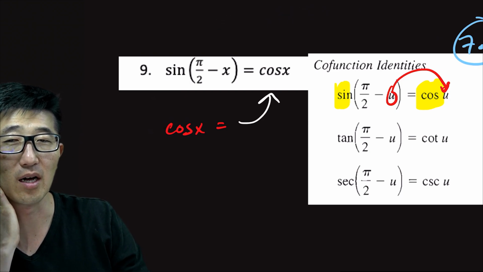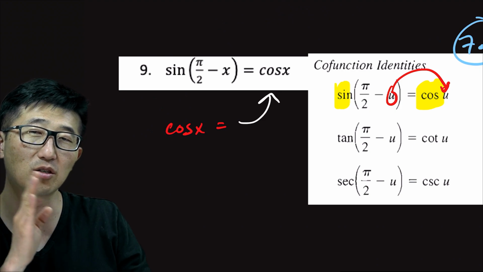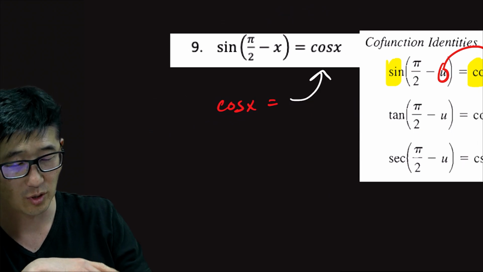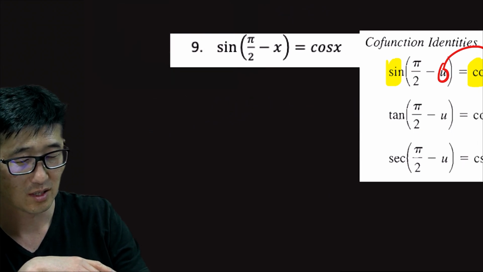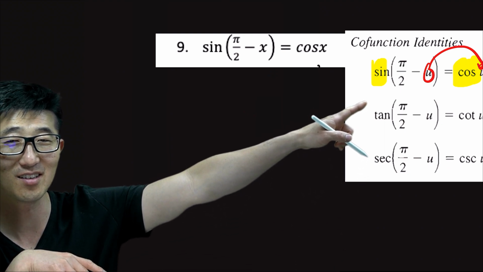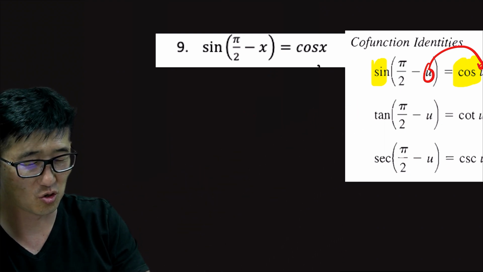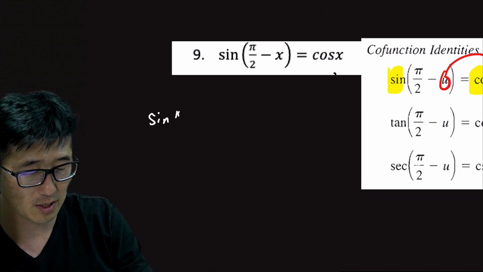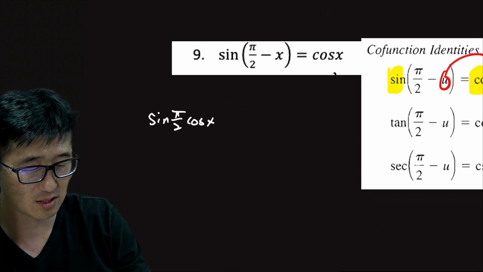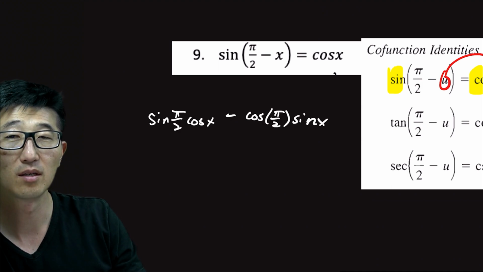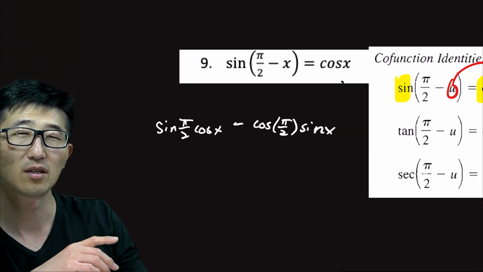Remember the pattern? Sine, cos, cosine. I think Miss Town wants you to do it this way. You can say, I'm using the cofunction identity, and just write that down and you're done. But if she says, no, I want to see your work, then you have to expand this out to sine pi over 2 cosine x minus cosine pi over 2 sine x.